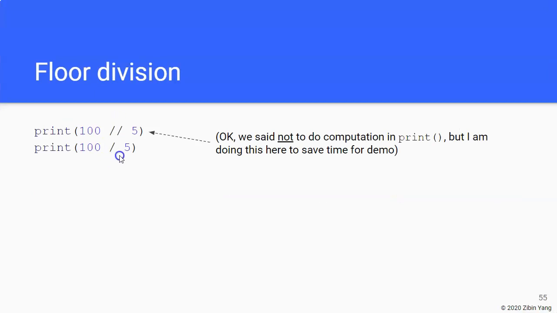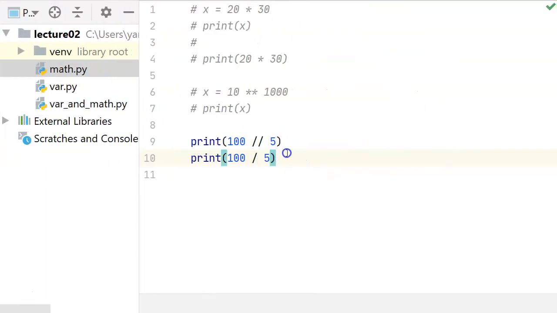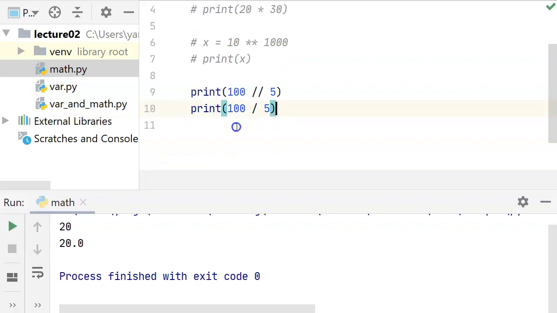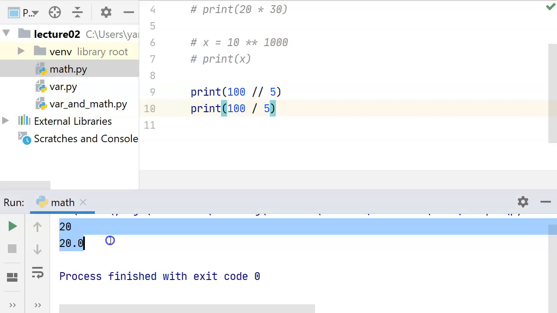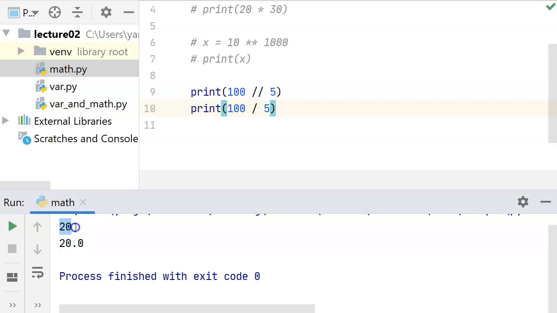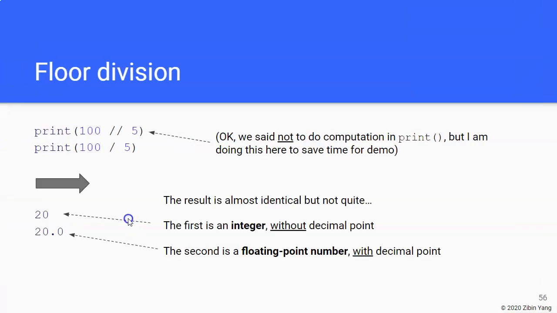Here I'm going to have these 2 statements. I'm going to print out 100 divided by 5 using both double slash and a single slash. Now I did say not to do computation in the print statement, but I'm doing this here because I want it to be quick, and for demo purposes, it's okay. All right, so I've already typed it out here, so let's run it and see what happens. Well, as you would expect, both of these give us 20. However, these two 20s are not exactly the same, right? Because the first one is an integer, and it does not have any decimal points.